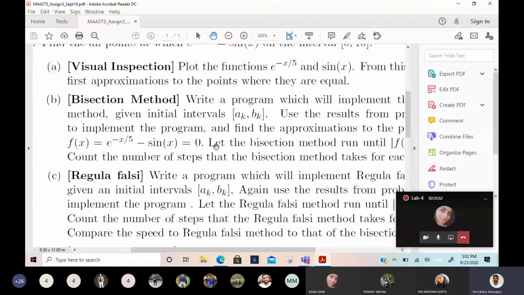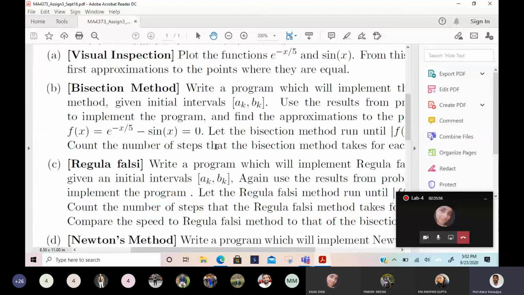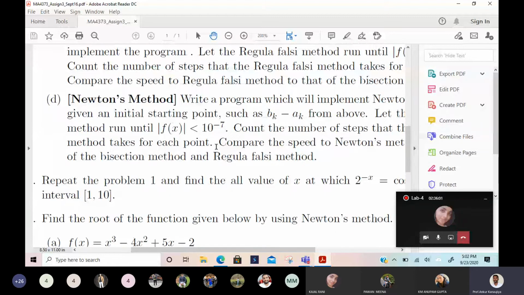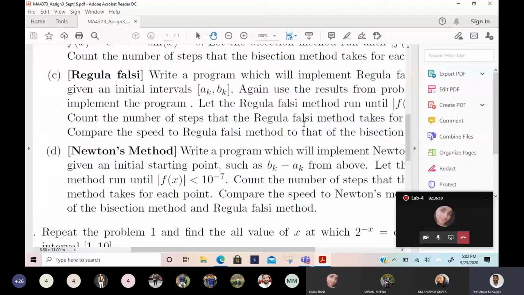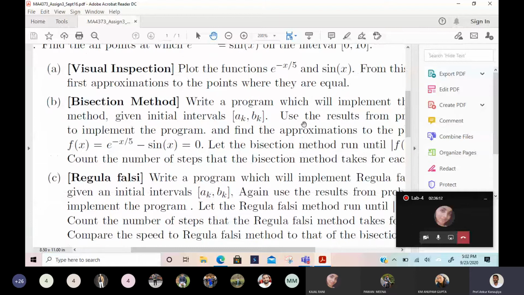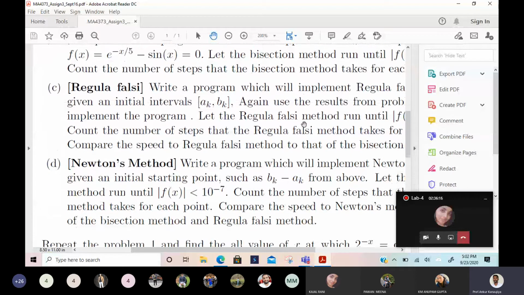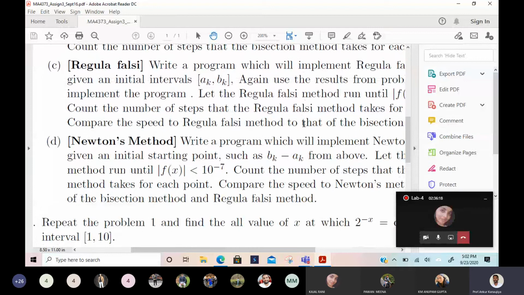Bisection question is clear or not? What to do actually? Then the same thing we have to perform by Regula-Falsi. The same question we have to do by the Newton method. For the Newton method, we have to take the initial guess bk minus ak. That is the initial guess you have to choose. Okay, so I will do one bisection method. For Regula-Falsi just 2-3, only 1 or 2 lines we have to change. That is just the formula, and then the Newton method.